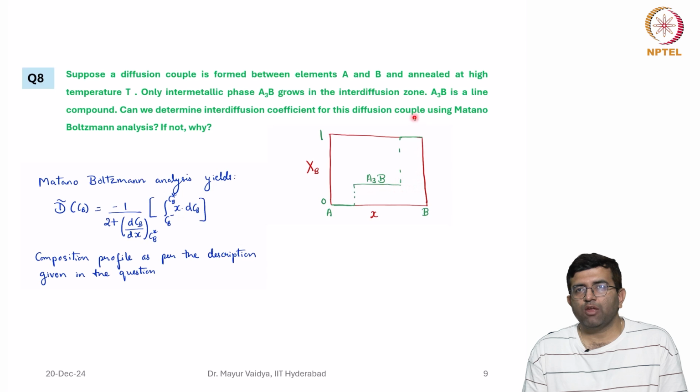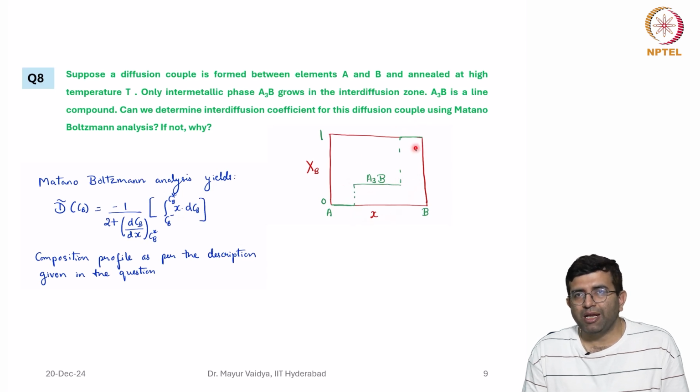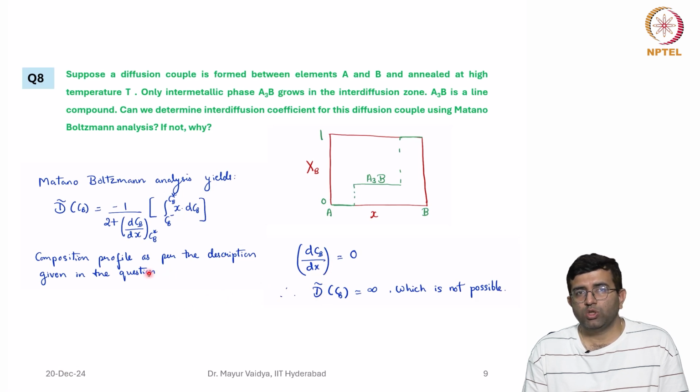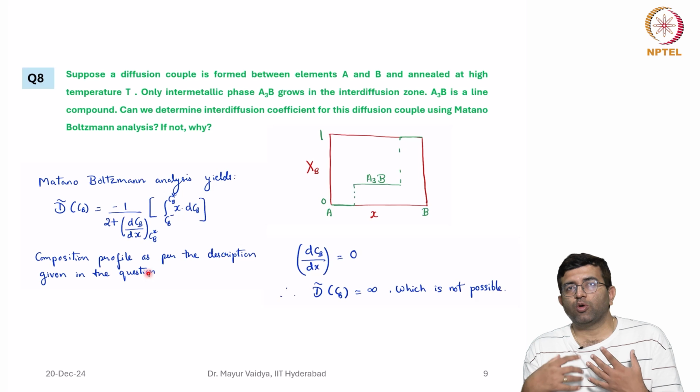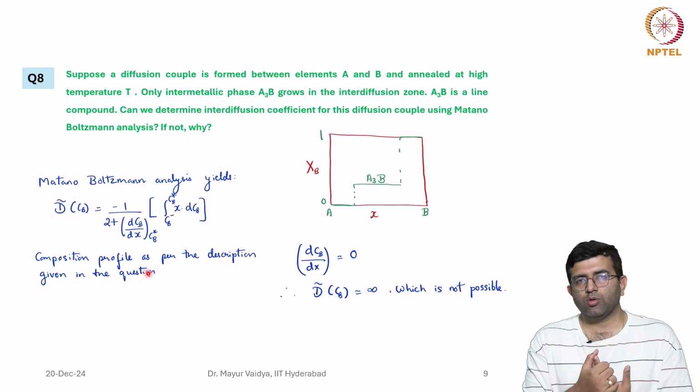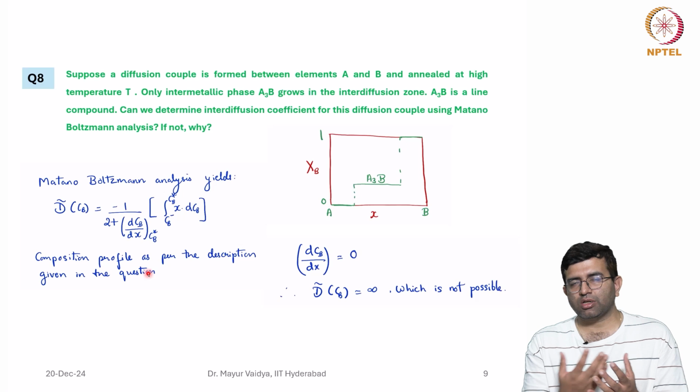What it means is that if you try to calculate the dCB by dx, which is the slope of this profile at any composition, it is 0. It's a horizontal line, so the gradient is 0 at any given point. So therefore, it will lead to D tilde being infinity, which is not physically possible. So in such cases where you have these intermetallic phases growing, with this Matano-Boltzmann analysis through this formula, you cannot calculate D tilde. So what basically is done is to try and come to an average kind of a diffusion coefficient.